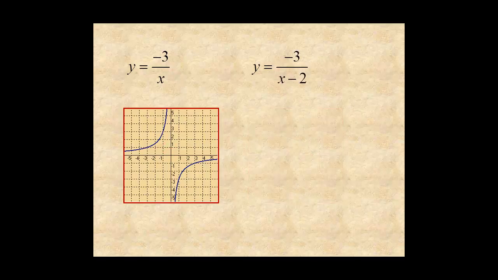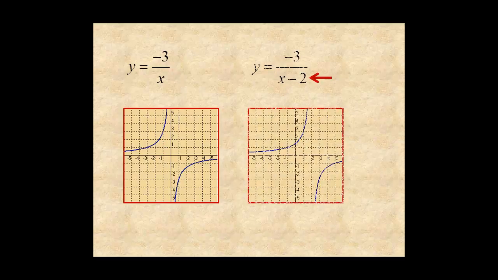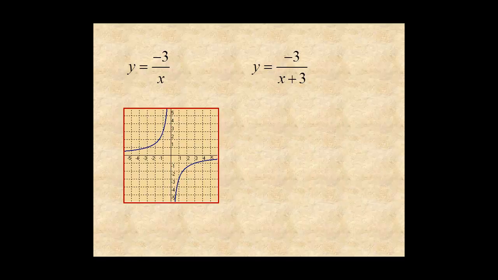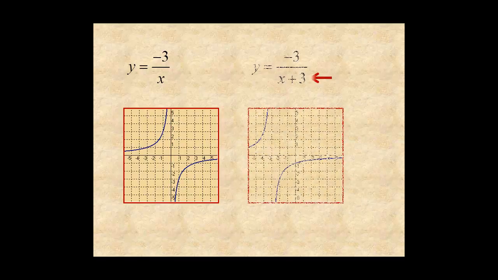If x in the denominator is replaced with x minus 2, the graph shifts to the right. The VA is now at x equals 2. If x in the denominator is replaced with x plus 3, the graph shifts to the left. And the VA is now at x equals -3.